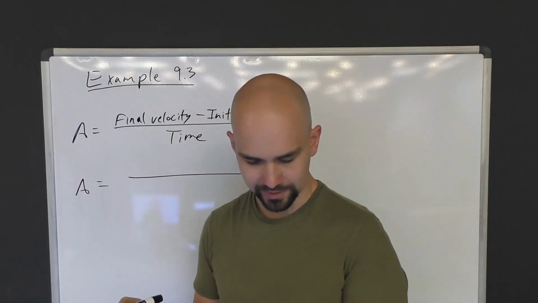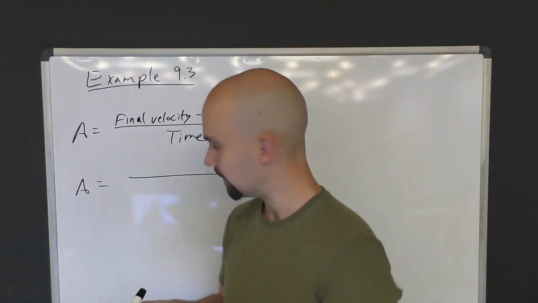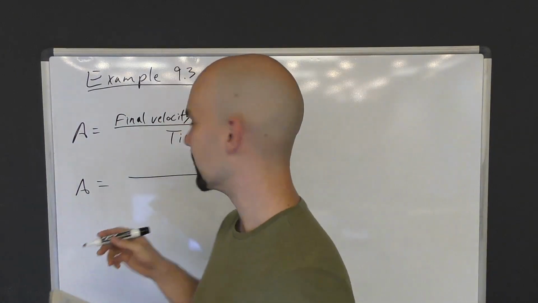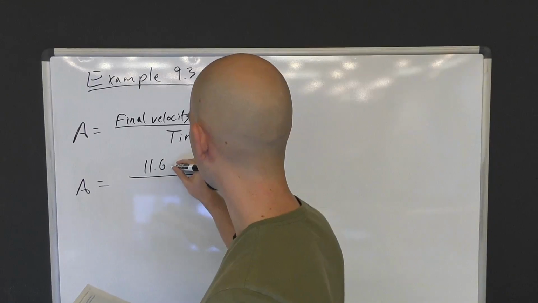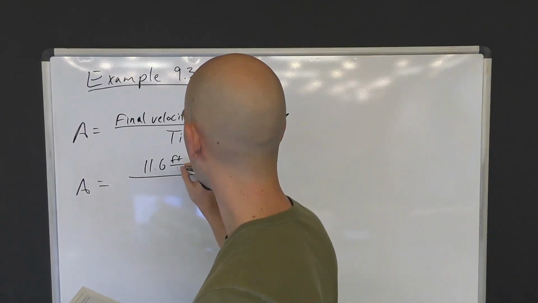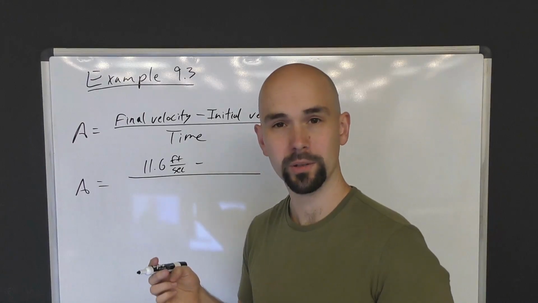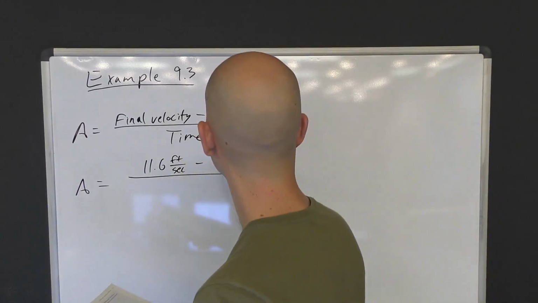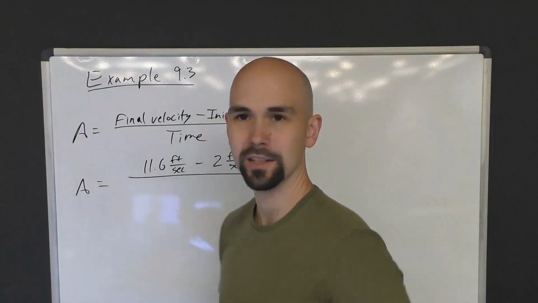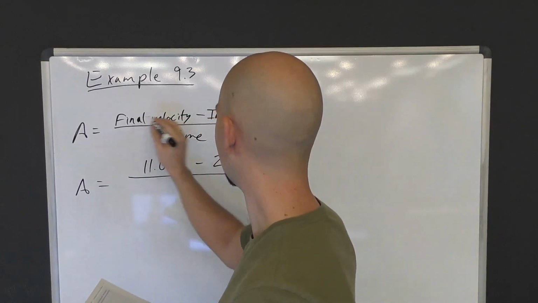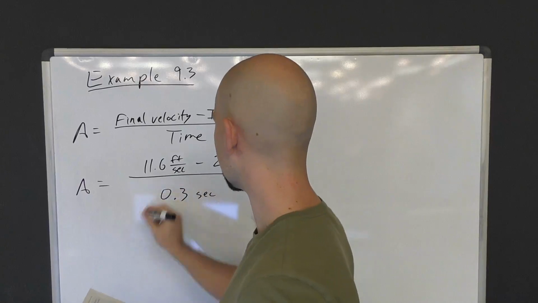The final velocity, in other words, how far the ball is going at the end, they said was 11.6 feet per second straight down. And we don't have to write directions into this, although that is useful information. We have to write the units for sure. So feet per second. And we're going to subtract the initial velocity. So how fast was it going when it started? That was 2 feet per second. And how long did it take to get from the final to the initial? That was 0.3 seconds. If you like, I can stick a 0 there.